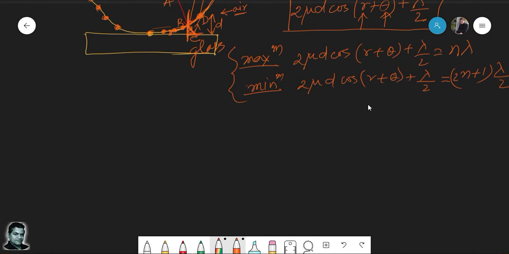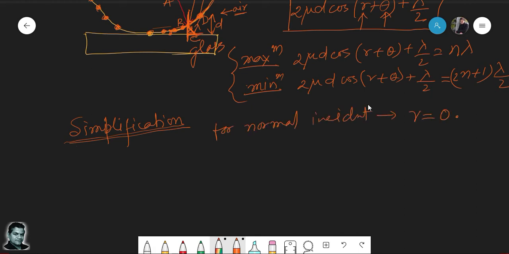Now let us simplify things a little bit. What are the simplifications? If the light that is incident is normal, for normal incidence r is equal to 0. The incident angle for normal incidence is 0, so the refraction angle will also be 0. Then for a very thin wedge, theta would be very, very small. When would that happen? When R is large.